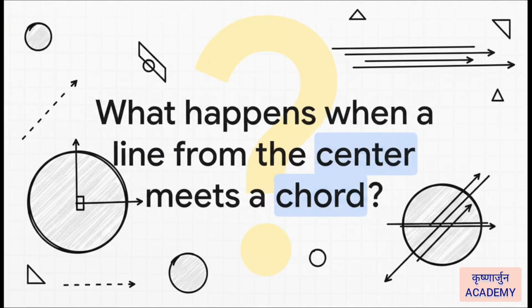Okay, let's play a little game. What do you think happens when a line coming right from the center of the circle meets a chord at a perfect right angle? I mean, a perfect 90 degrees. Take a guess. What happens to that chord?